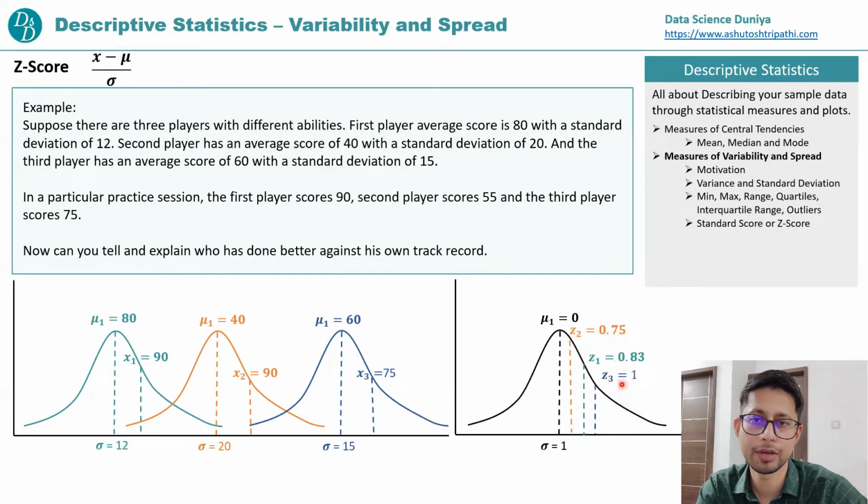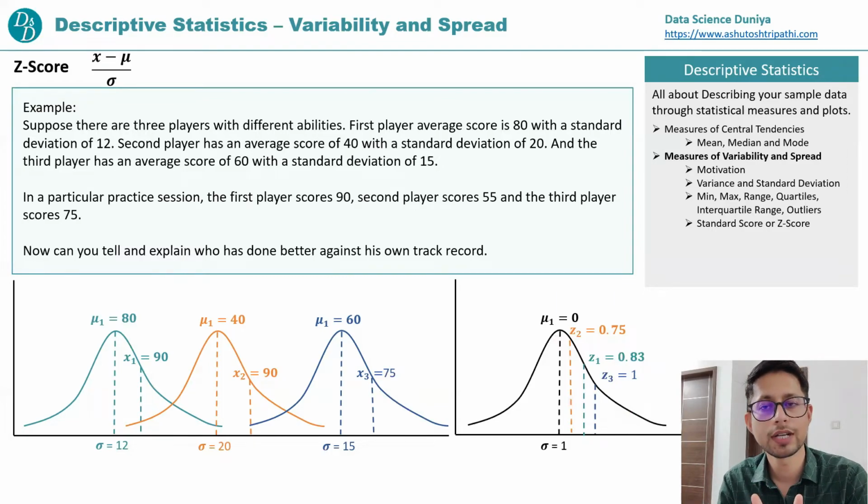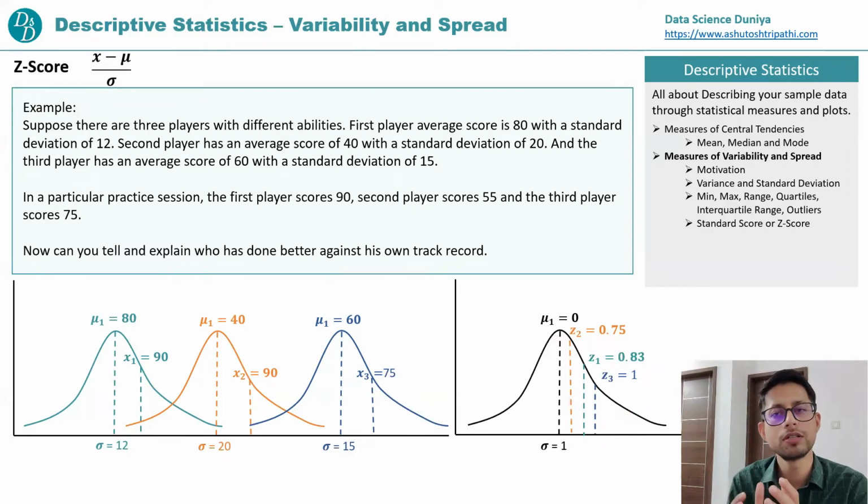Okay. And Z3 will become 1. So for Z3, 75 minus 60, that is 15, divided by 15, it will become 1. Okay. Very easy to calculate. And now see what they are telling, basically. So if you remember the standard deviation video, in the standard deviation I explained that on average, how much data points are varying with respect to the mean point.